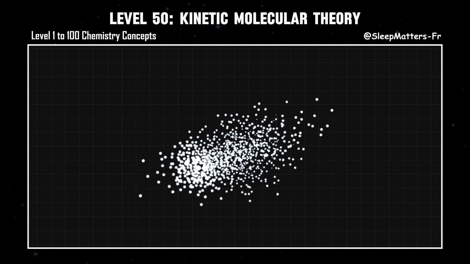Level 50. Kinetic Molecular Theory. How do you explain movement that never stops? How do you understand a world where everything is in constant motion, even when it looks still? That is the kinetic molecular theory.